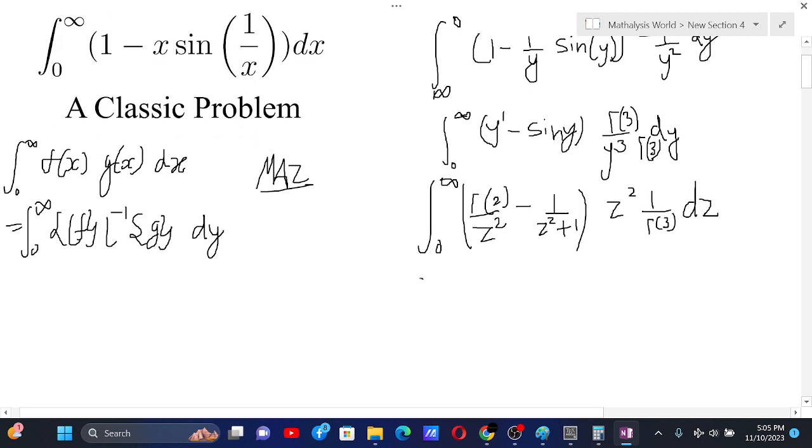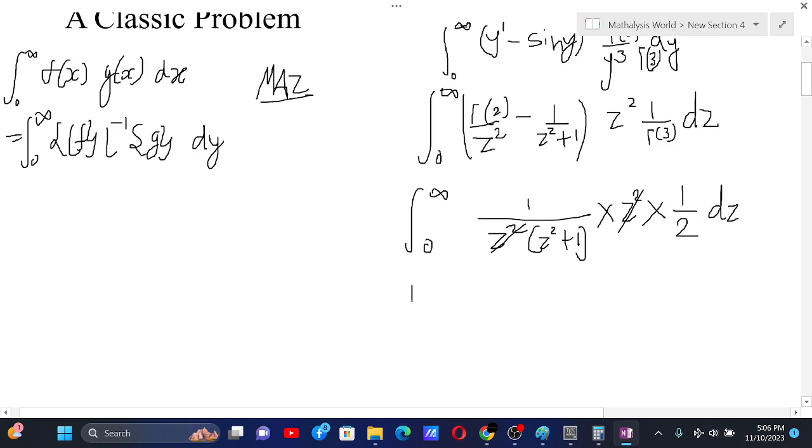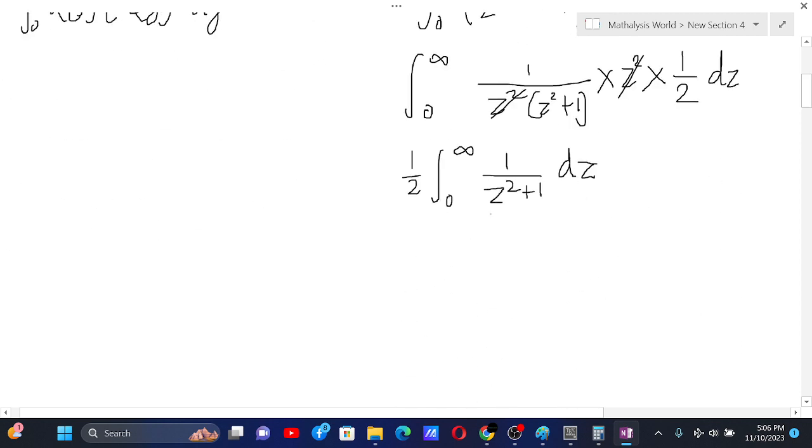Now if we just take LCM, this is z square plus 1, and then z square plus 1 minus z square, that's 1, times z square times 1 by 2 dz. This cancels out, and we have 1 by 2 integral from 0 to infinity. And now it's a pretty easy expression to evaluate. It was the magic of maths that just changed this difficult expression to a really simple expression.